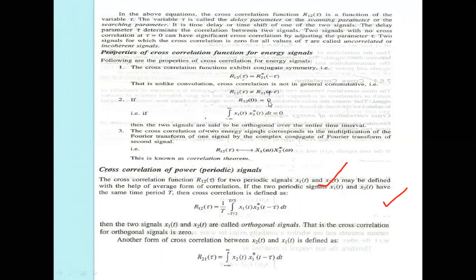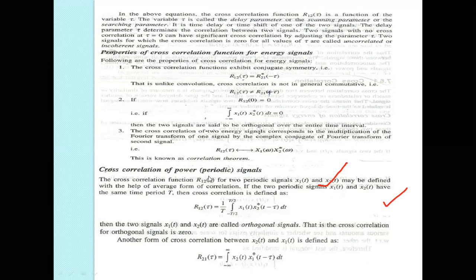And if R12 of tau is equal to 0, then the two signals are said to be orthogonal over the entire time interval. And the third one is that the cross correlation of two energy signals corresponds to the multiplication of the Fourier transforms. Definitely, there is a multiplication of Fourier transforms, because the time domain is a convolution, and the frequency domain function is a product only. The equation we have, the cross correlation of x1 of t and x2 of t minus tau dt, is a correlation convolution equation.